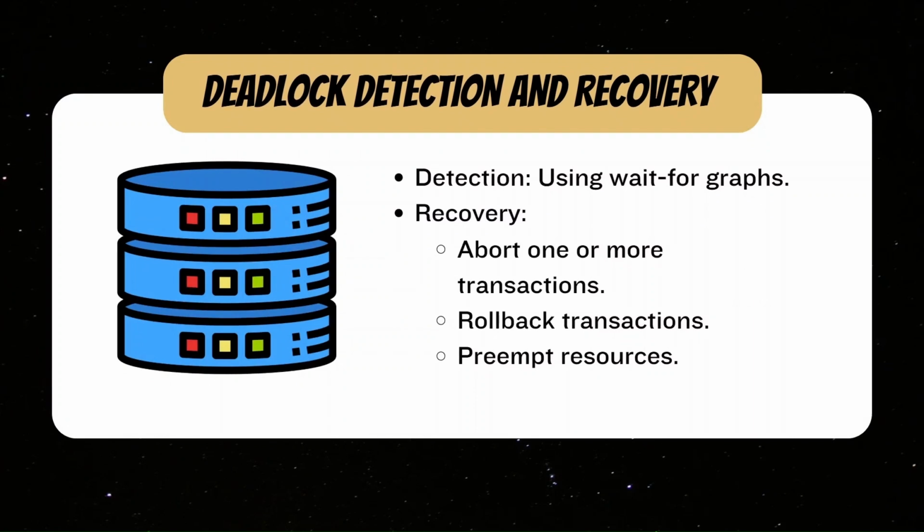Now, if deadlock occurs, we can detect it using wait-for graphs, which track transactions waiting for resources. To recover, we can either abort some transactions, roll back partially completed transactions, or preempt resources to resolve the deadlock.